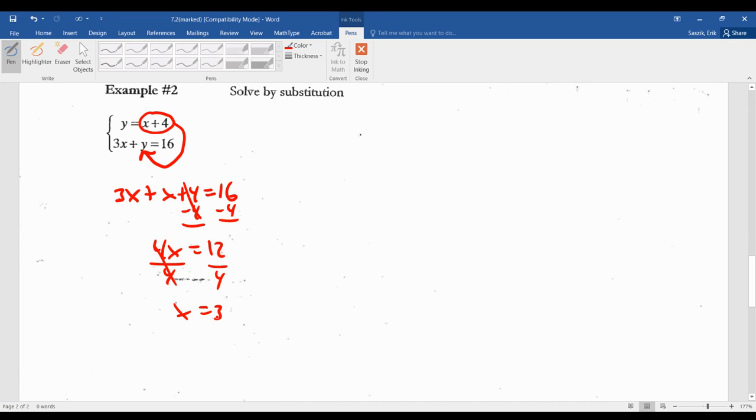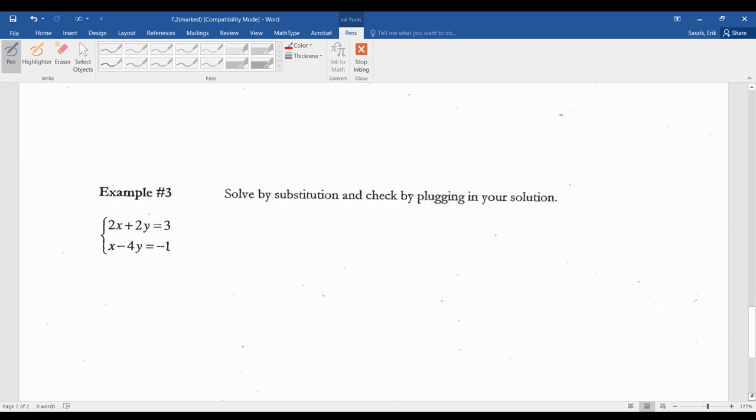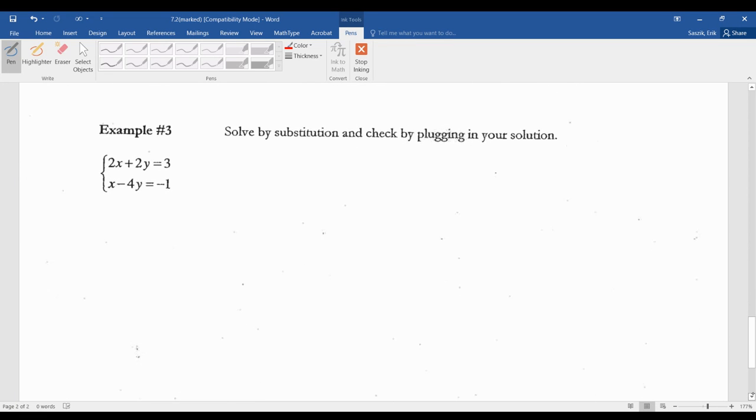Now, we can just do the plugging in in our head. This is so easy in this problem. If I plug in the 3 here, 3 plus 4 is 7. So you get an answer of 3 comma 7. See, that one was easier because the first equation was already solved for a variable.